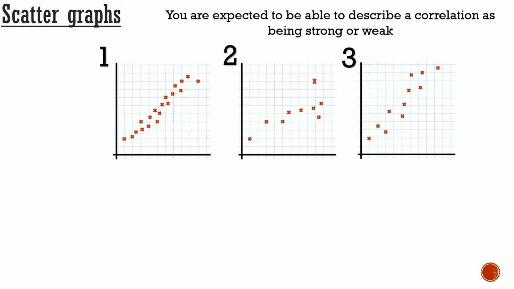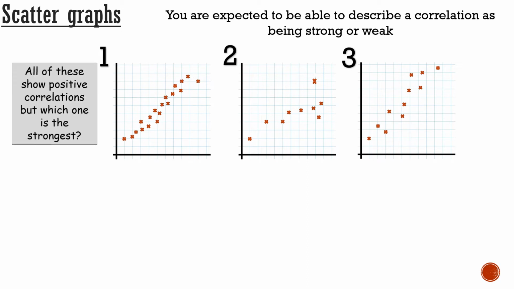As well as knowing the types of correlation, you are also expected to know if a correlation is strong or weak, because they might ask you that when you have to describe a correlation. I've got three positive correlations here, they're all going up. But which one of these do you reckon is the strongest positive correlation? Hopefully you've figured that out yourself, but if not, it's showing you that the one is the strongest correlation because the crosses are closer together, and if you were to draw a line of best fit on there, it would be a lot easier to draw it on.